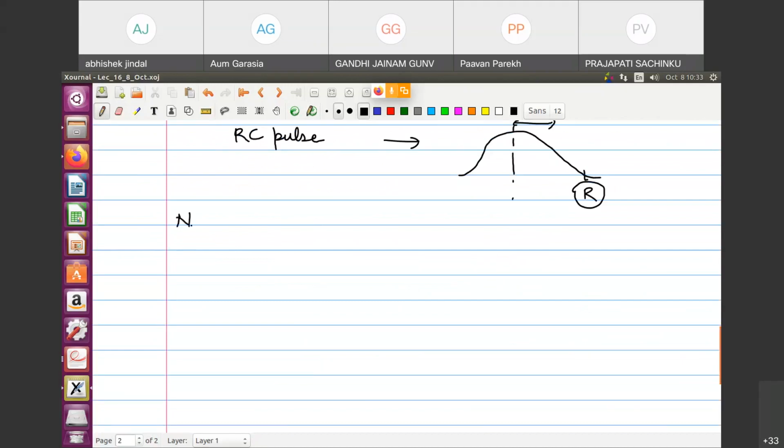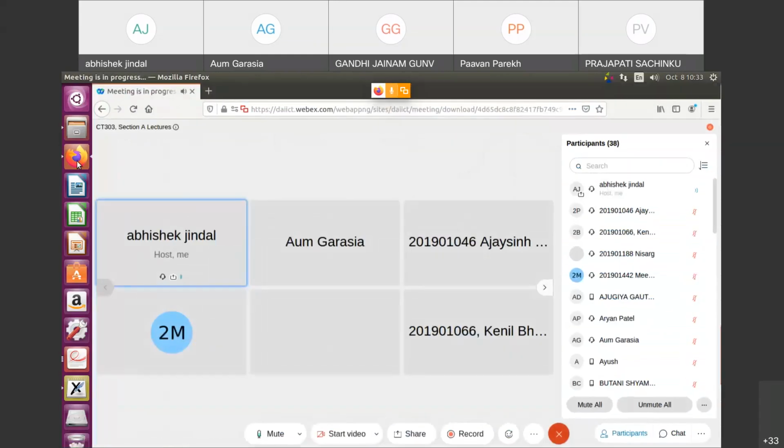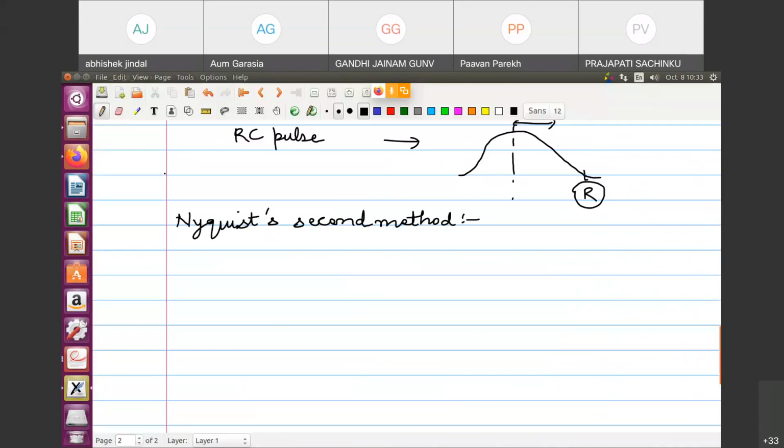Now let us shift to Nyquist's. So I just have to say a few things about the second criteria, or method, and the third, because I said that Nyquist proposed 3 criteria. If at all you have any doubt or anything to say, you can just unmute and say, we can discuss.